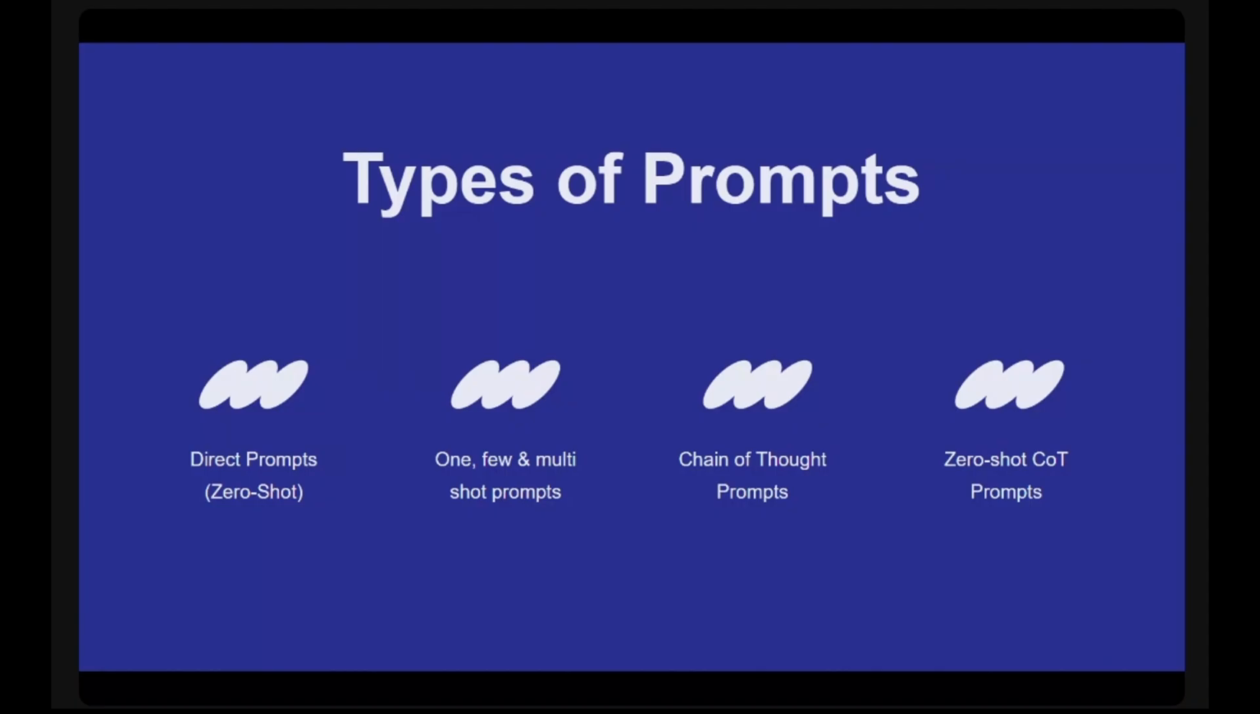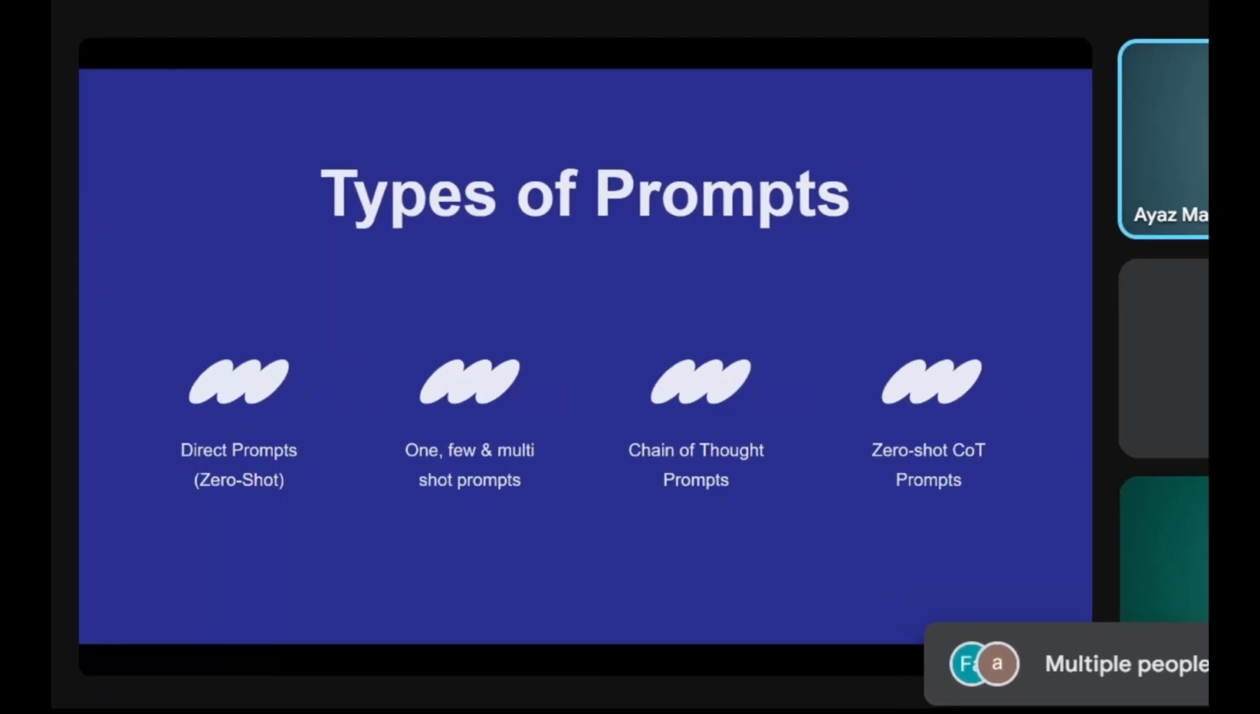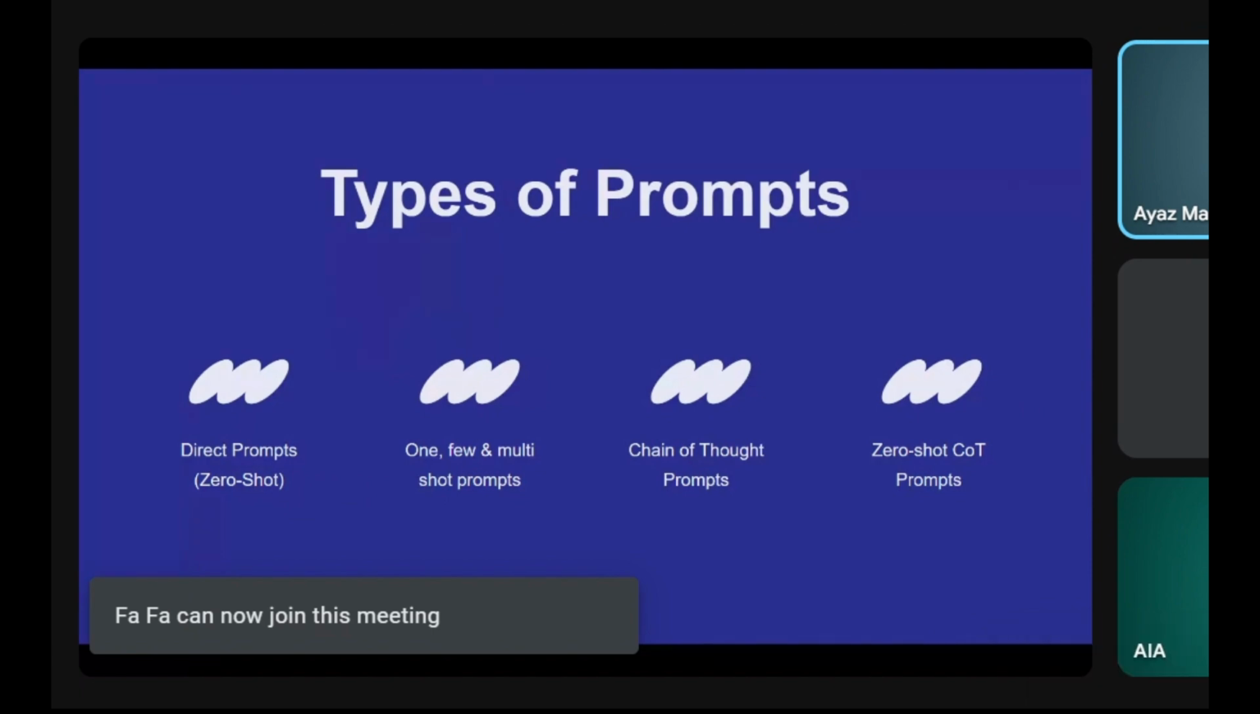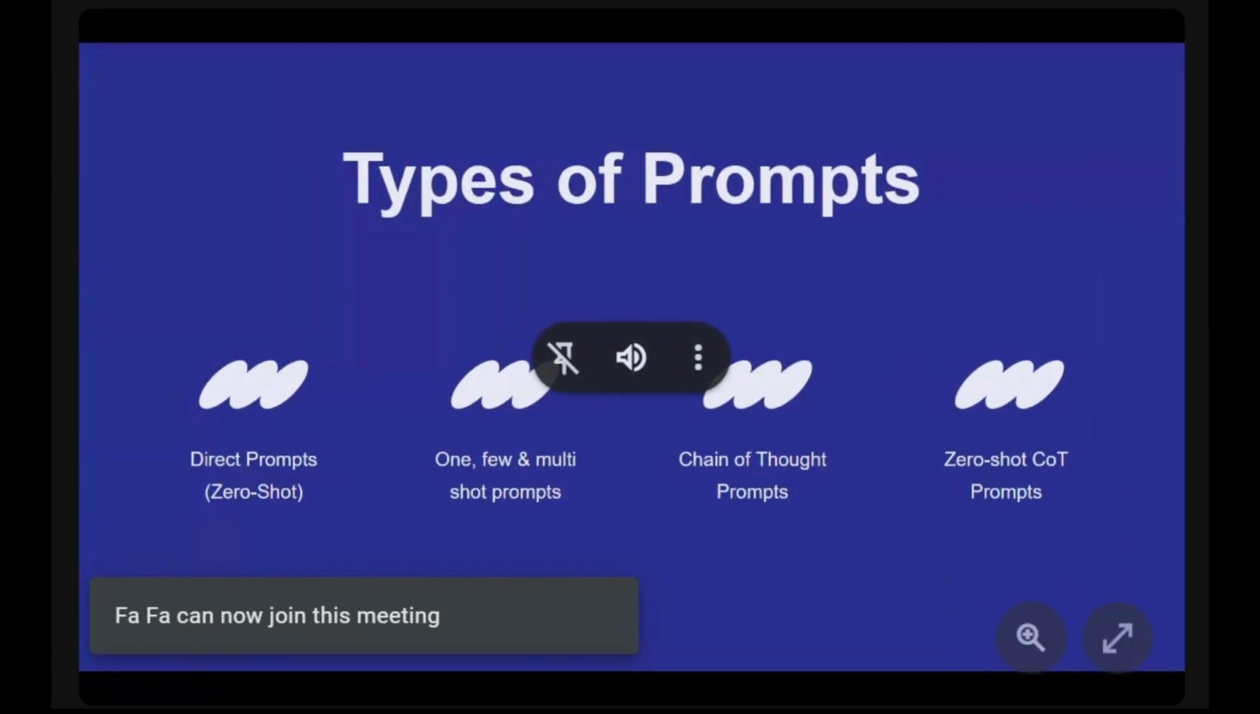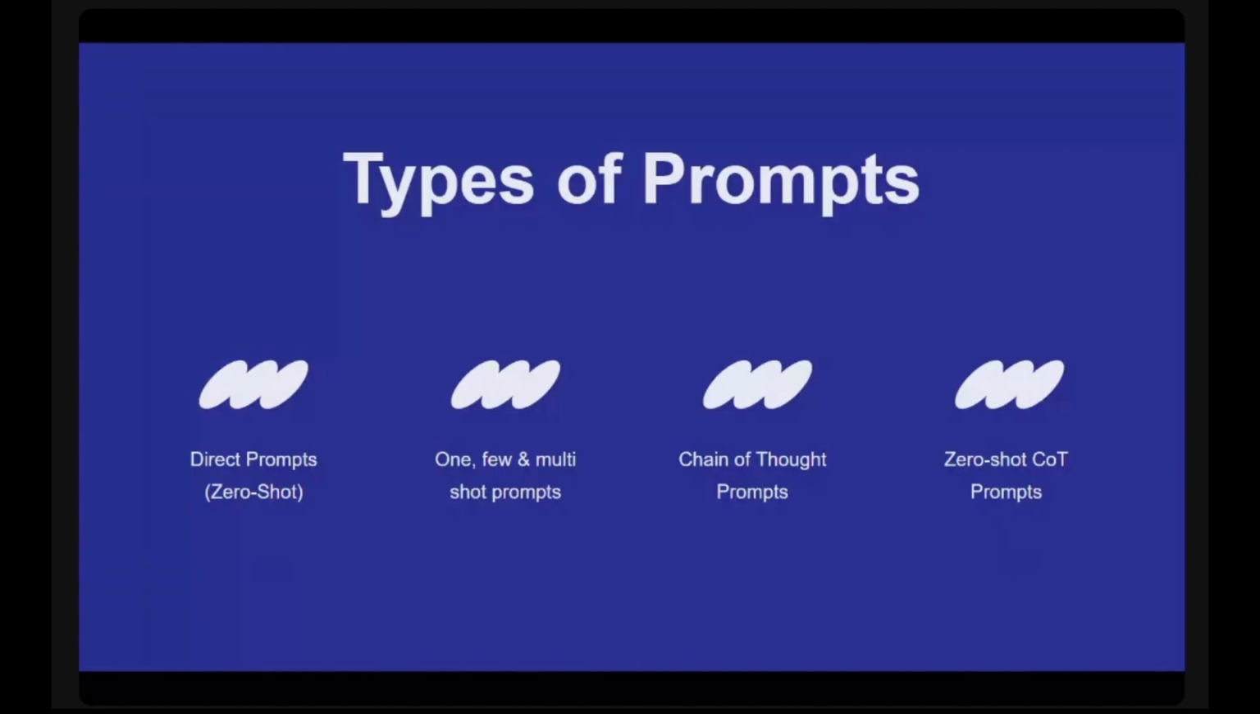So we have four types of prompts. We have direct prompts, also called zero shot. We have one, few, and multi-shot prompts. We have chain of thought prompts, and then we have zero shot COTs. By COT, it means chain of thought, zero shot chain of thought prompts. So what are these prompts? So direct prompts or zero shot prompts are like direct questions. There are no instructions. You want some answers, and you just type in your question and ChatGPT gives you an answer. For example, I want to know an answer of 4 plus 4.